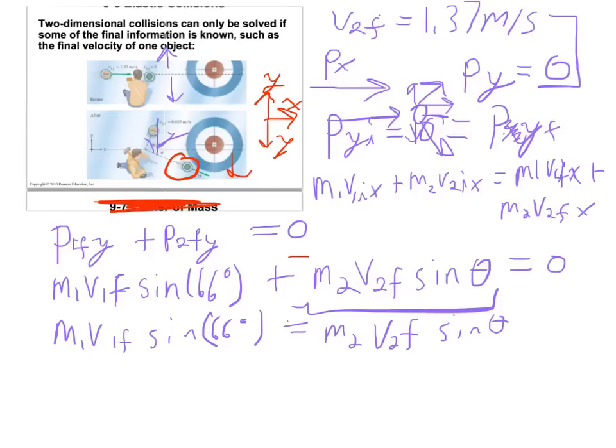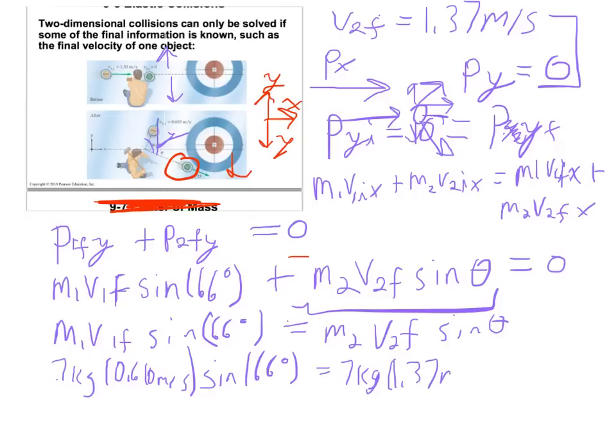And then I can plug in everything I've got. So let's see, that was 7 kilograms times 0.610 meters per second times the sine of 66 degrees equals 7 kilograms times what we found in the last problem for V2F, 1.37 meters per second times sine of theta. And if I solve this out, I can just find sine of theta and take the inverse sine. And if you solve all this out, you get theta is 24 degrees.